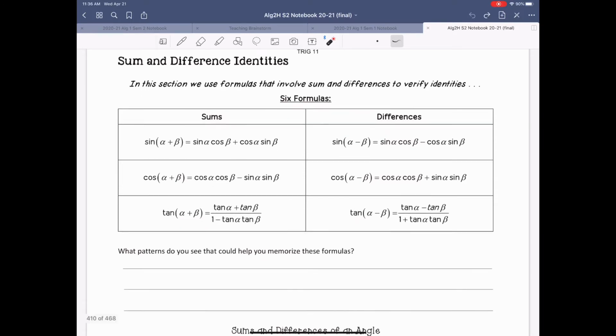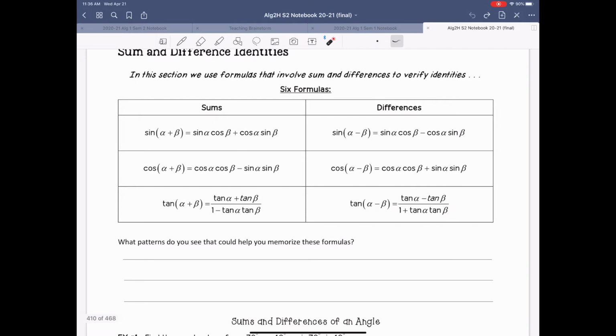Because obviously there's a lot going on here, especially with signs. So here are a couple of tips we can use to help us memorize the formulas. First of all, I want you to recognize that the sine keeps the operation when expanded. So the first thing we're going to write down is the sine keeps the operation when it's expanded.